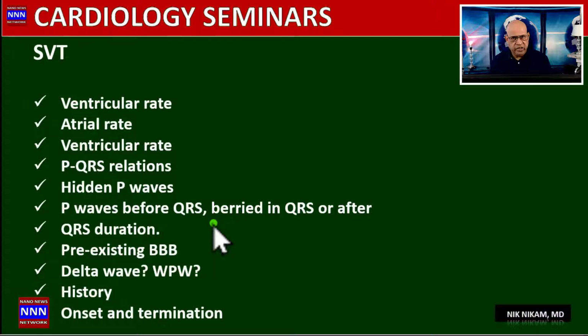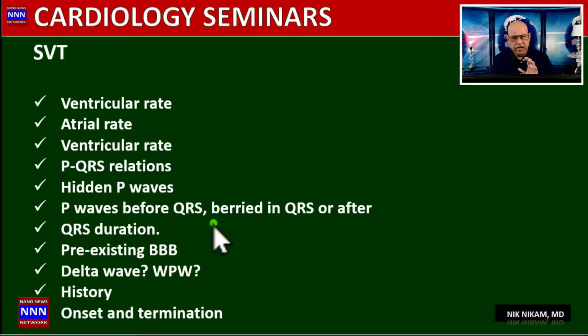Let's look at some of the basic things we need to focus upon. First thing is, what is the ventricular rate? And what is the atrial rate? Next, are the RR intervals regular? If you're dealing with a regular RR interval, it could be sinus tachycardia, paroxysmal atrial tachycardia, flutter or junctional rhythm. If you're dealing with a varying RR interval, that is irregular rhythm, you may be dealing with atrial fibrillation, multifocal atrial tachycardia, or a patient with WPW.